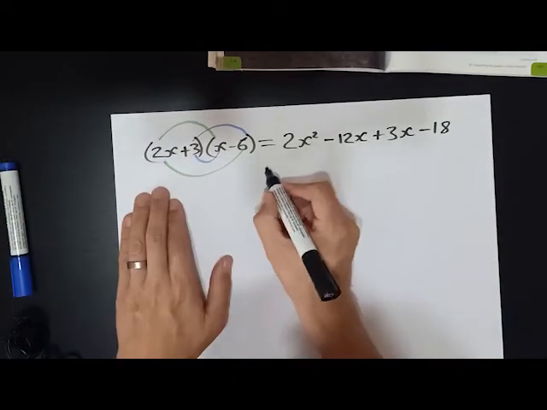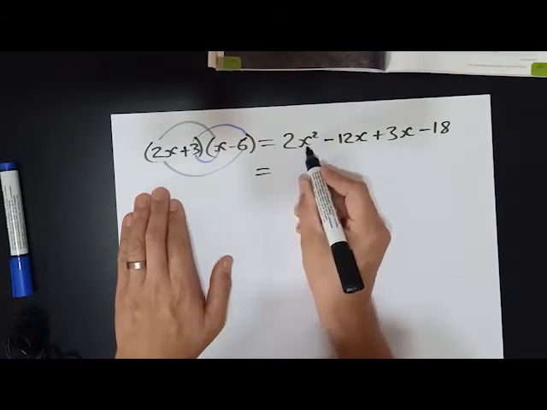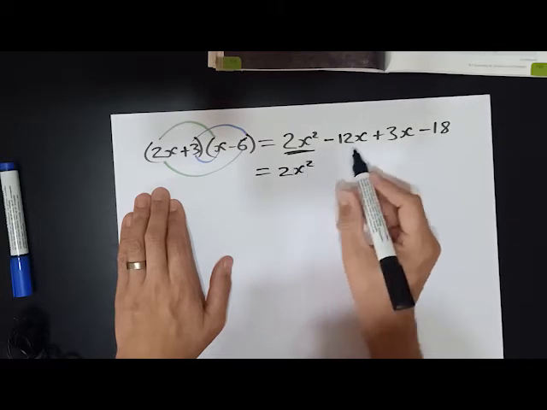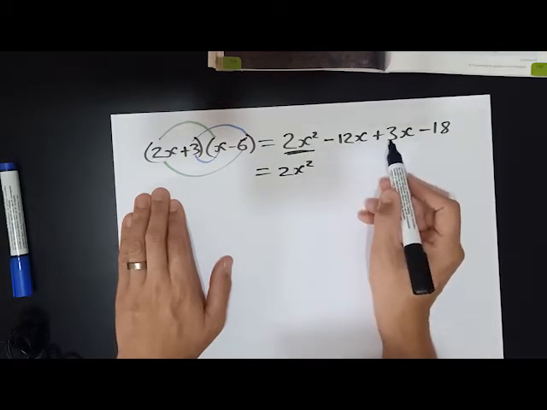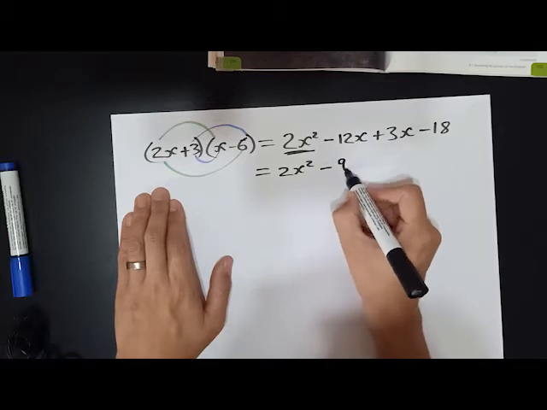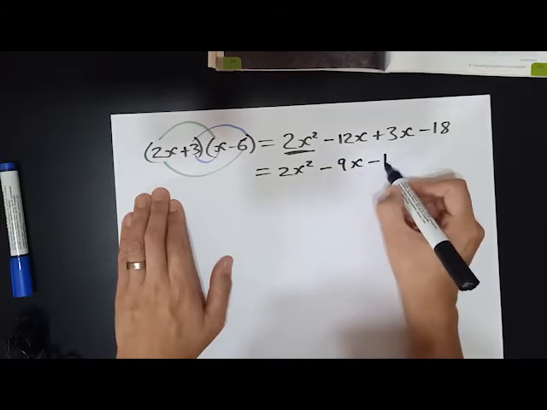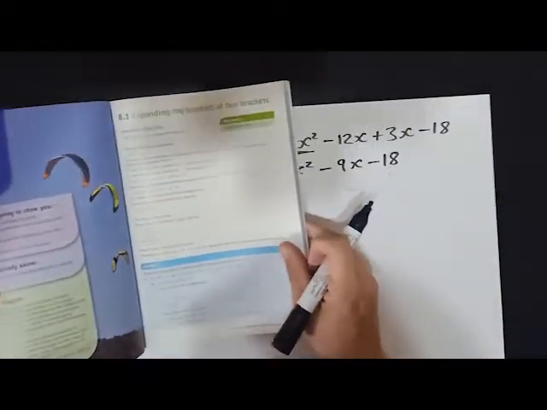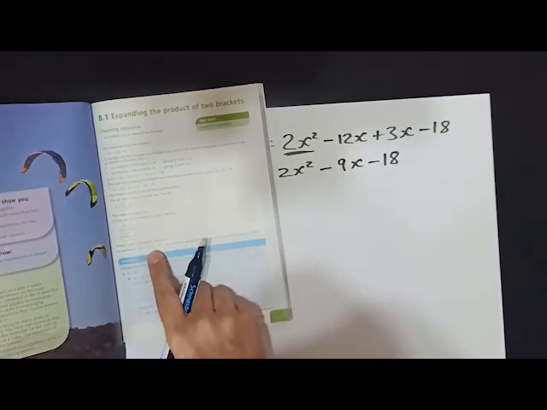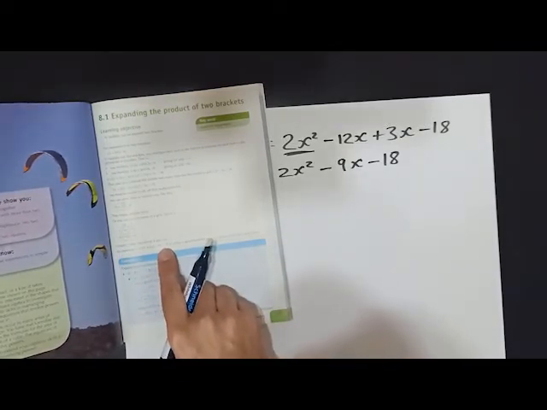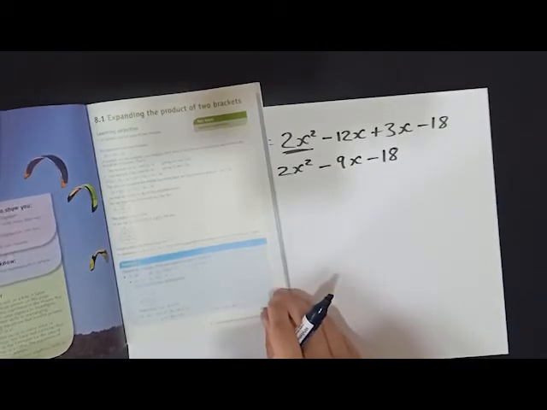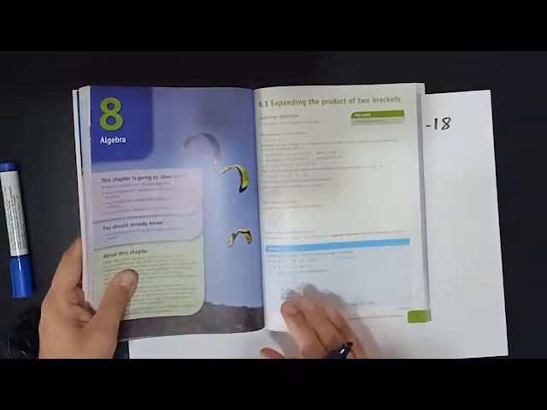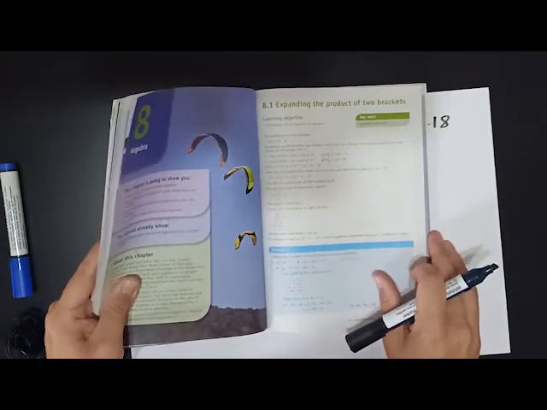Okay, so let's put these together. X squareds. Well, these are the only x squareds we've got, so that is 2x squared. Here we have minus 12x plus 3x, so that becomes minus 9x, and minus 18. That's the only number that we have. Let me see what it comes up with. 2x squared minus 9x minus 18. Yes. Okay. And there is another way of doing it. So let's do the other method.